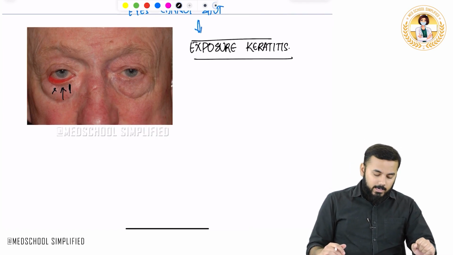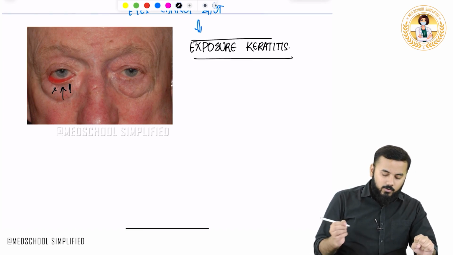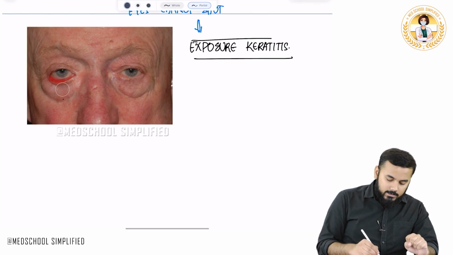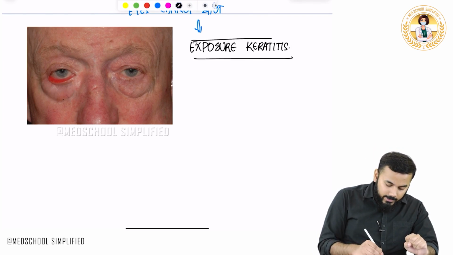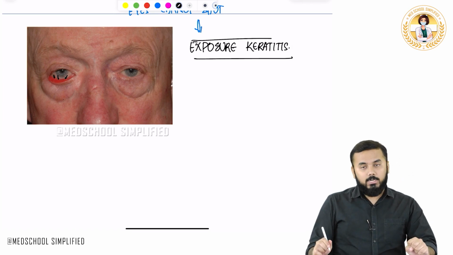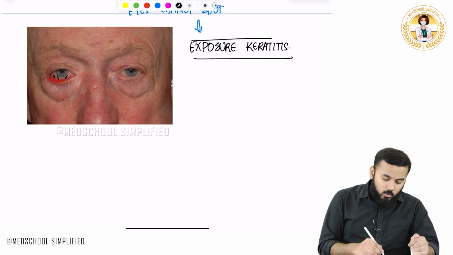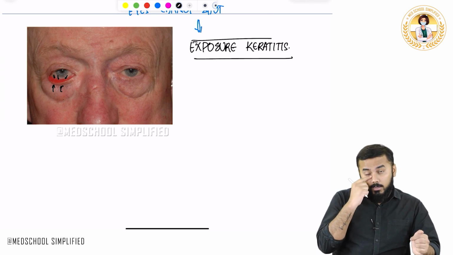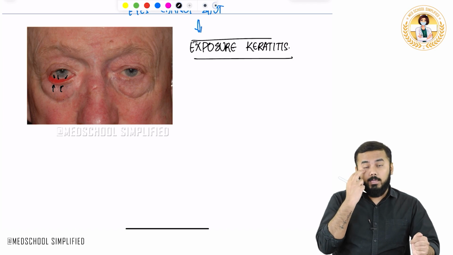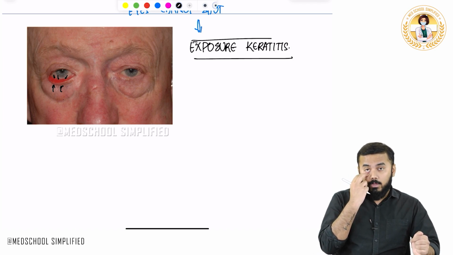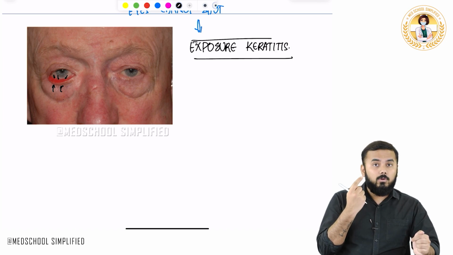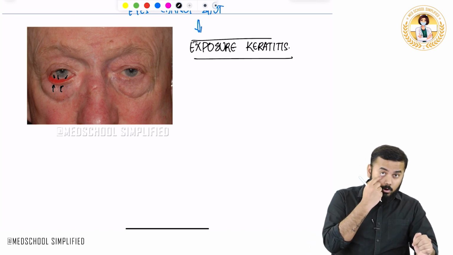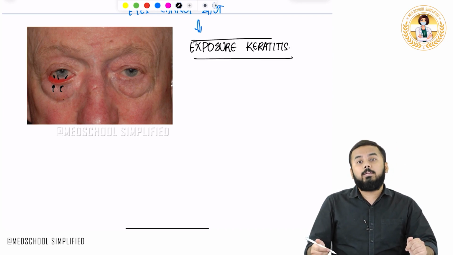Next important thing is that there is also one more thing over here. What is exposure keratitis? You see this redness over here. This redness is called exposure keratitis. But in this patient, you see only the lower eyelid is dropping down, right? For example, if the palpebral part is not working, then only this lower eyelid will drop down. So when the lower eyelid is dropping down, what will happen? Again, exposure keratitis. So if only the lower eyelid is dropping down, this condition you call ectropion.